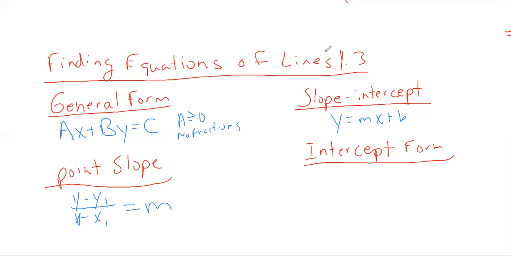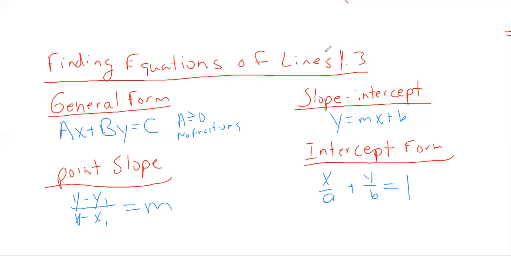Then you have the intercept form of the line: x over a plus y over b is equal to 1. Those are your four different forms of a line. Okay? The a in the intercept form is the x-intercept. The b is the y-intercept.